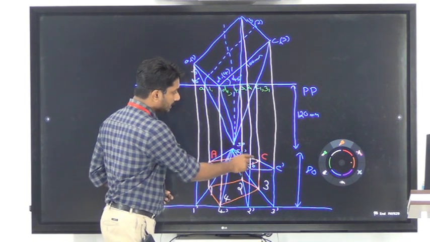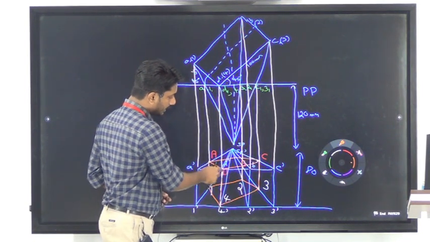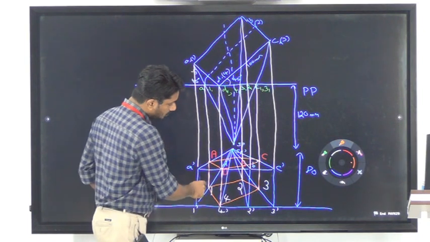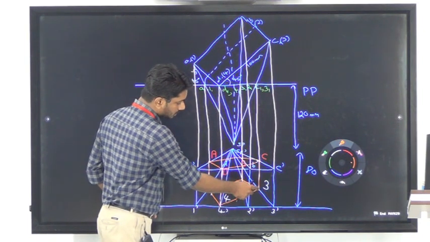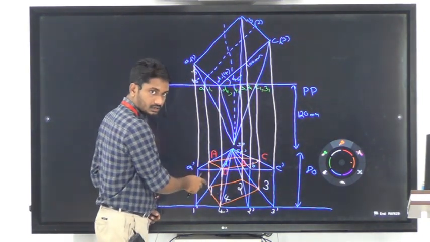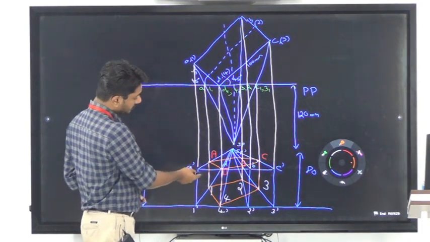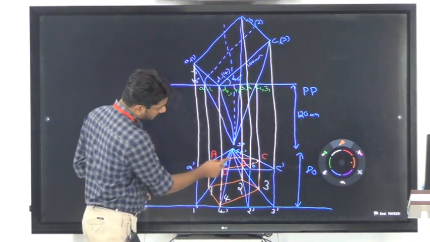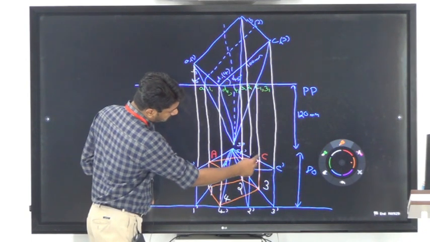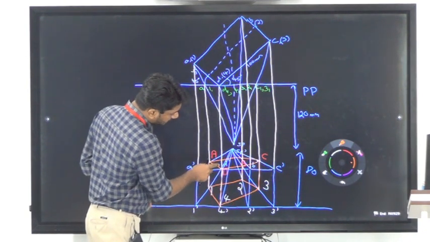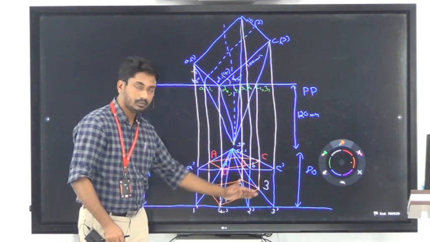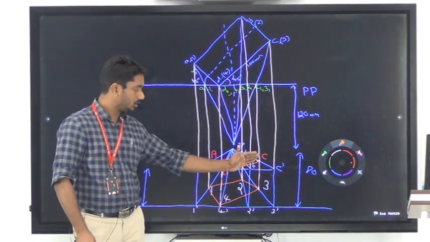A, B, B, C, C, D and D, A. Then the points 1, 2, 2, 3, 3, 4 and 4, 1. Also I am joining the vertical edges A1, B2, C3 and D4. So this is the perspective view of the final object.